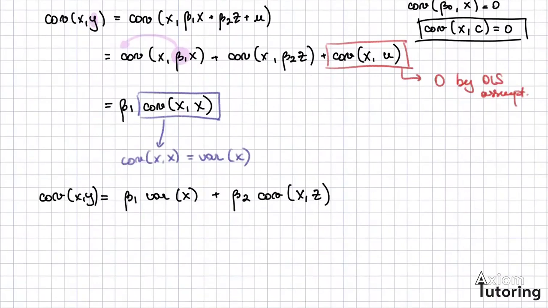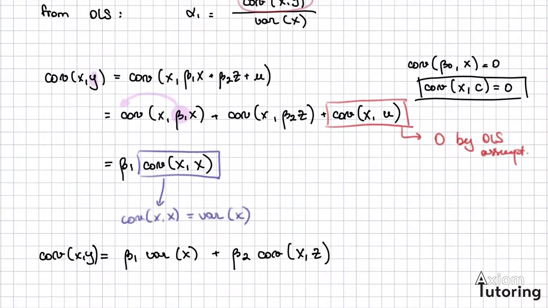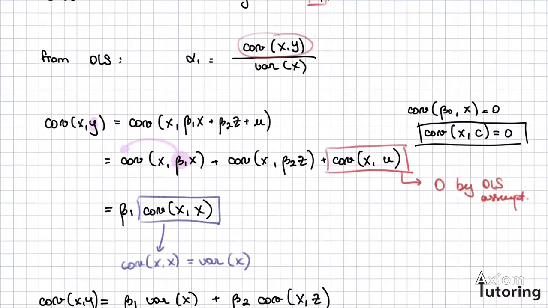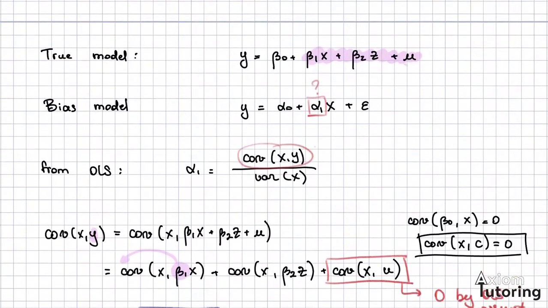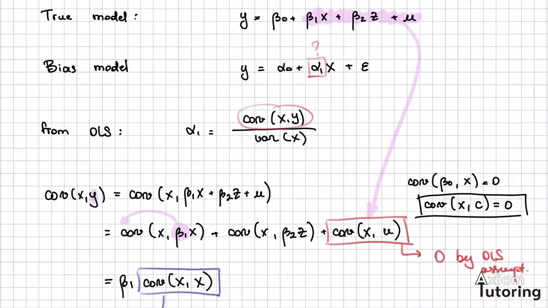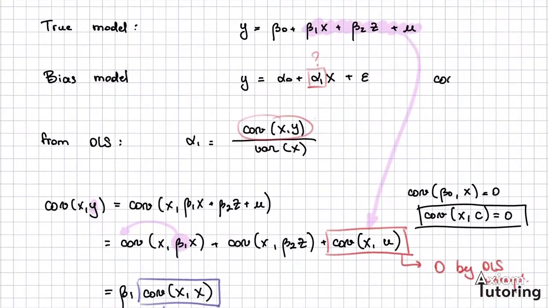Now, keep in mind in here, the covariance of x and u being 0 by the assumption holds exactly because we are looking at the true model. If we were looking at the bias model, it is clear that the covariance, for instance, between x and the error term, we know for sure it's not zero, because this error term includes ability, and we know that ability and x, or like z and x, are correlated with each other.